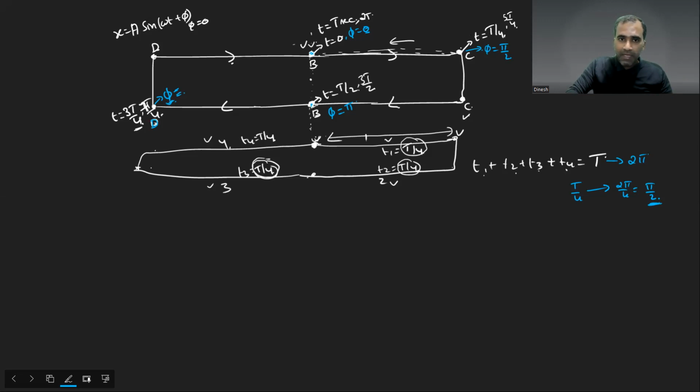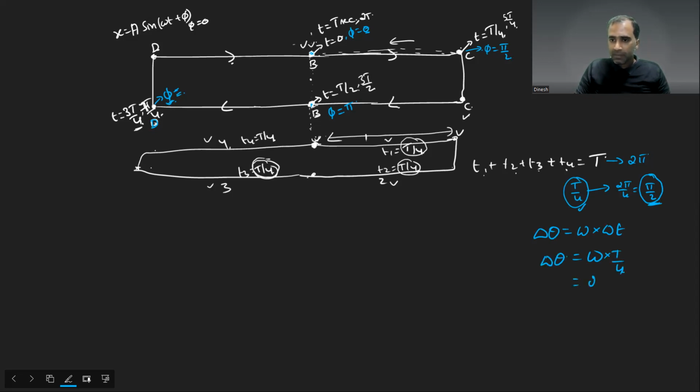Phase difference between B and D, any path takes a phase difference of pi by 2, time difference of T by 2, T by 4. See here, time difference of T by 4 corresponds to phase difference of pi by 2. If you're confused, you know the basic relation: phase difference is equal to omega times time difference. So we're talking about a time difference of T by 4. Substitute here T by 4, and we'll get the phase difference.